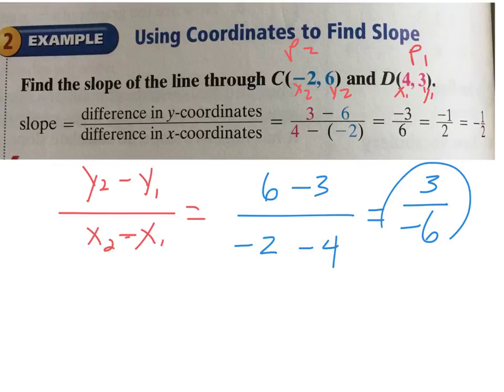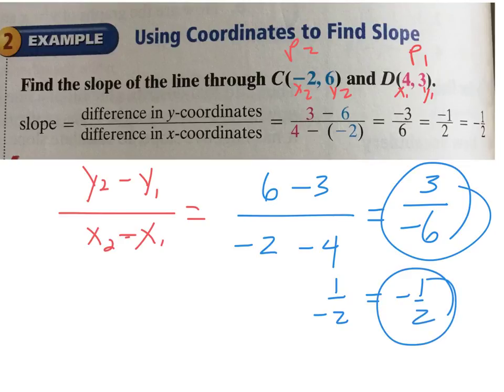And that does reduce to negative, or you could say 1 over -2, which is actually still -1/2, right? There you go. So again, it doesn't matter if you switch it around, as long as you switch the whole thing around. You can't go mixing around and put y2 minus y1 and x1 minus x2. You got to be consistent. That's why I always pick the points 1 and 2, and then do the math.